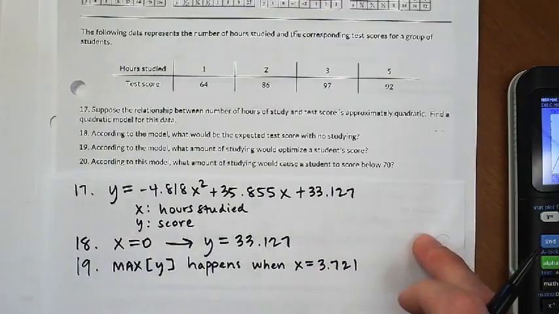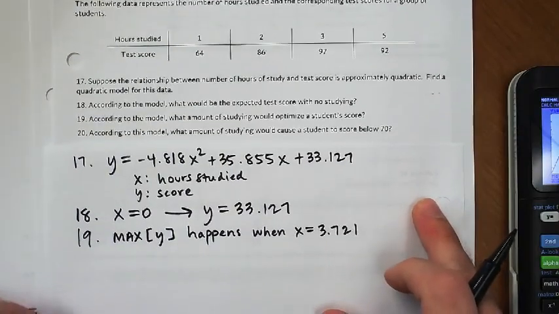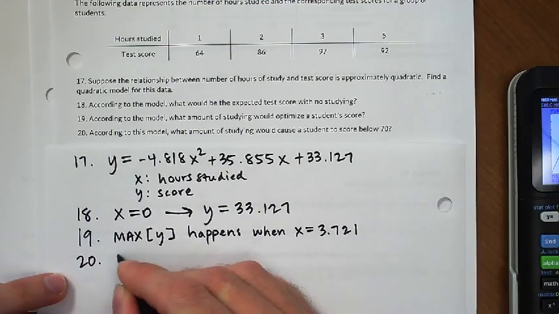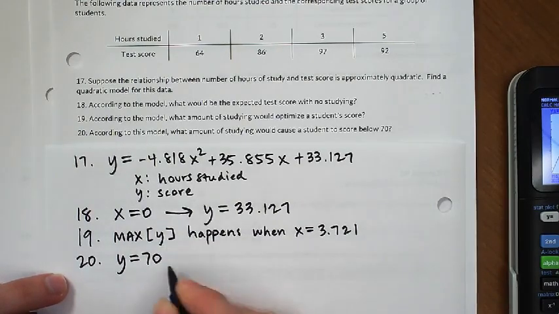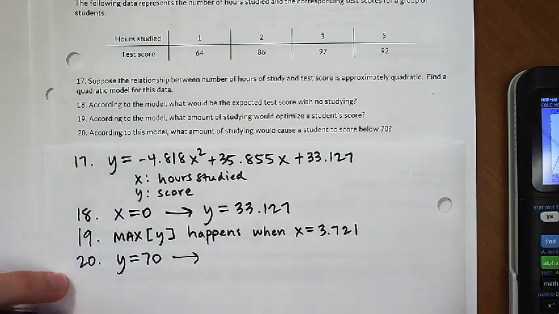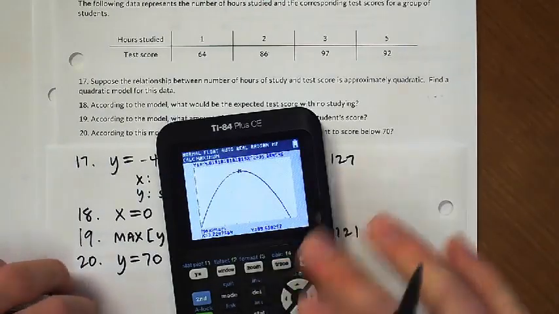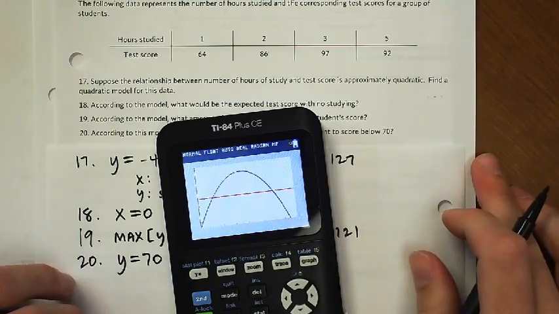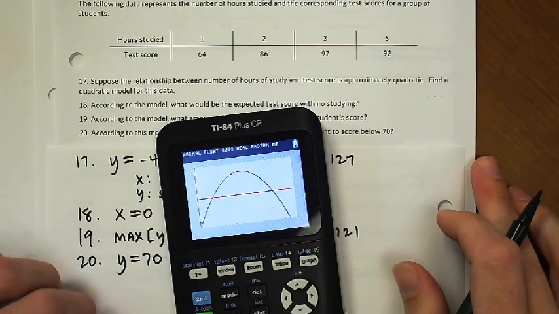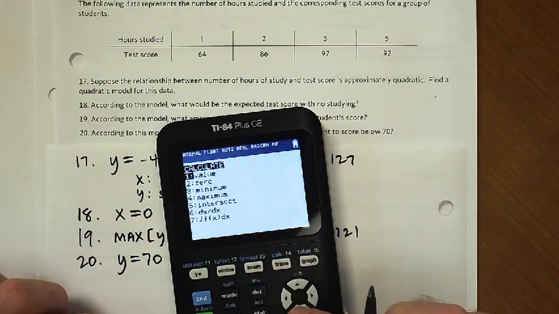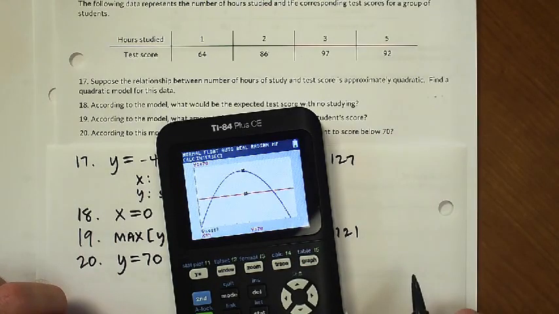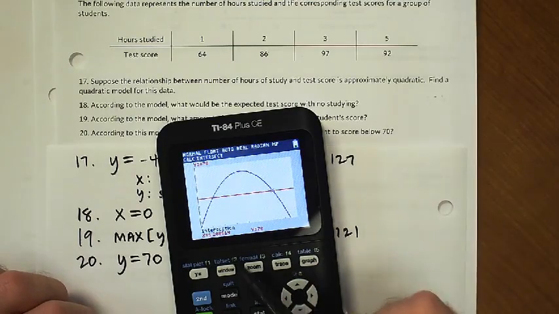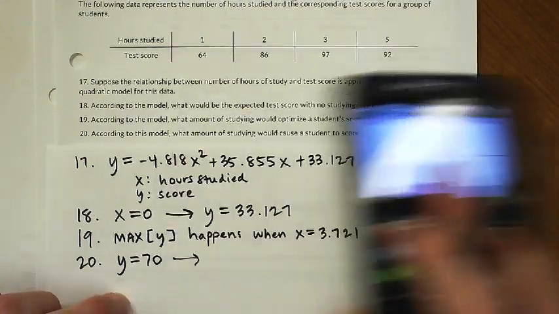Okay, according to this model, what amount of studying would cause a student to score below 70? Okay, so we're interested in where y is equal to 70. And we're going to solve that back for probably a couple of x values. So I'm going to graph y2 equals 70 and see, okay, they ran into each other. So I need to find the intersection. I'm going to calculate the intersection between blue and red. Yeah, I'll give it a first guess over here. That's 6.209.